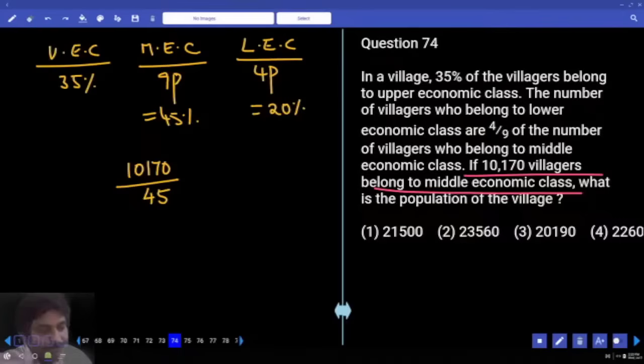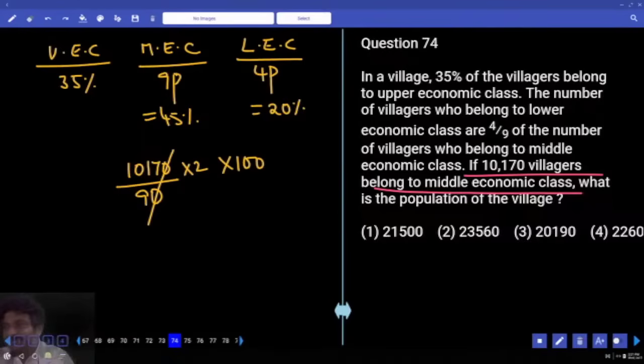What is the population of the village? We were asked to calculate total population, correct? Can I write 45 as 90 by 2? By 2 comes to picture. Numerator. This is 1% value. Total population in the sense 100%, though that will be equal to into 100 only.